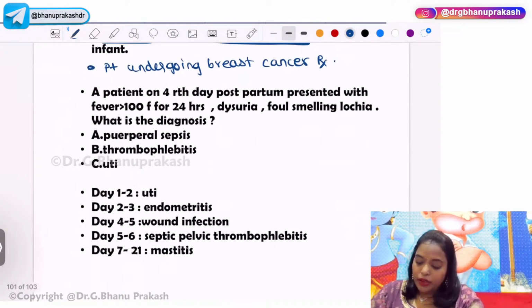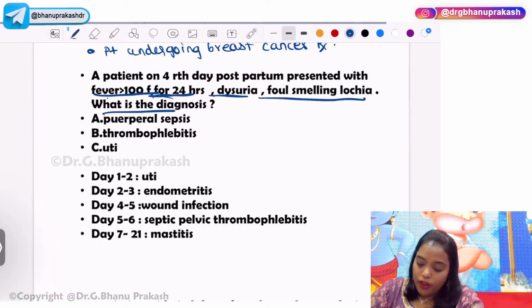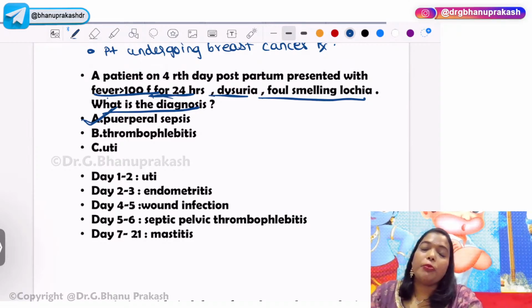Patient presents on 4th day postpartum with fever more than 100°F for 24 hours, dysuria and foul-smelling lochia. What is the diagnosis? So when you have a foul-smelling lochia and dysuria, all this is puerperal sepsis. So puerperal pyrexia is fever more than 100.4°F for more than 24 hours.